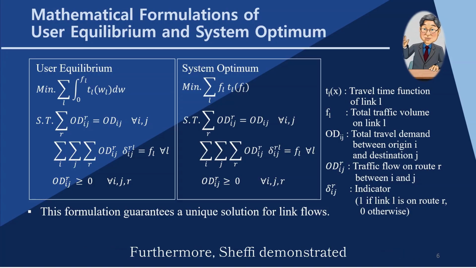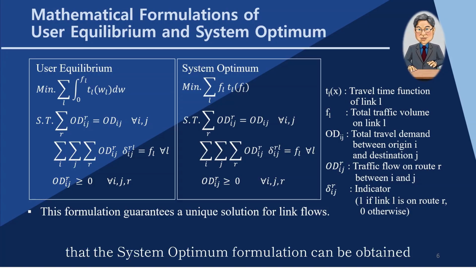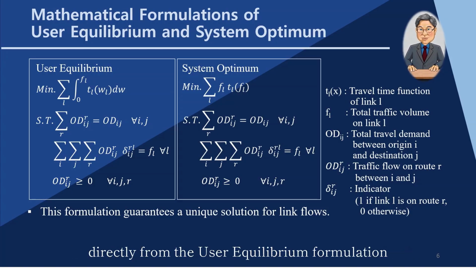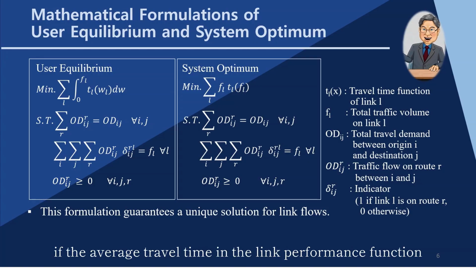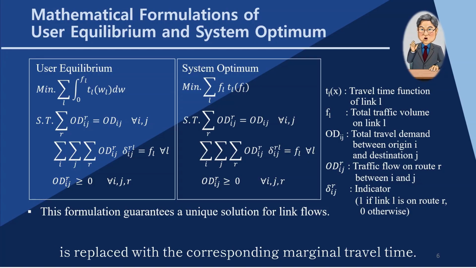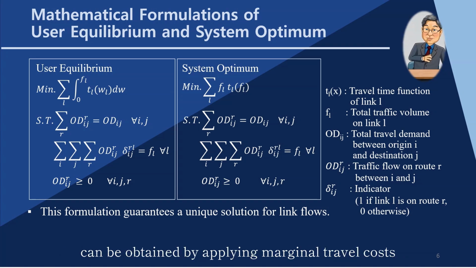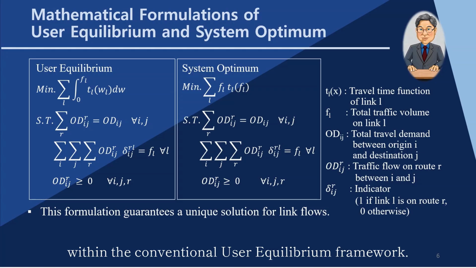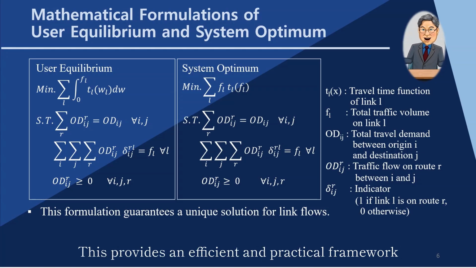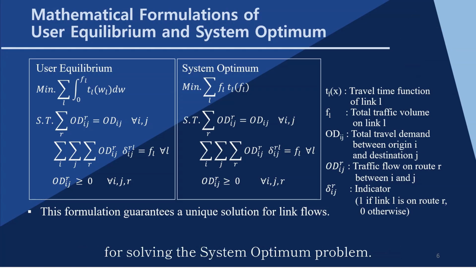Furthermore, Sheffey demonstrated that the system optimum formulation can be obtained directly from the user equilibrium formulation if the average travel time in the link performance function is replaced with the corresponding marginal travel time. Consequently, system optimum traffic assignment can be obtained by applying marginal travel costs within the conventional user equilibrium framework. This provides an efficient and practical framework for solving the system optimum problem.